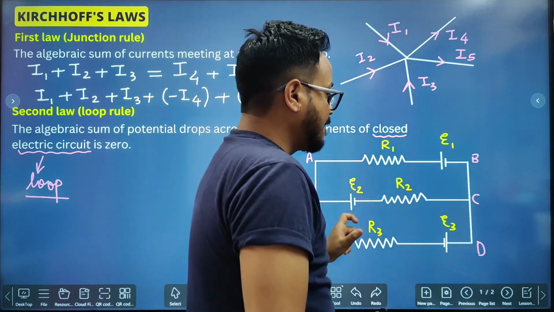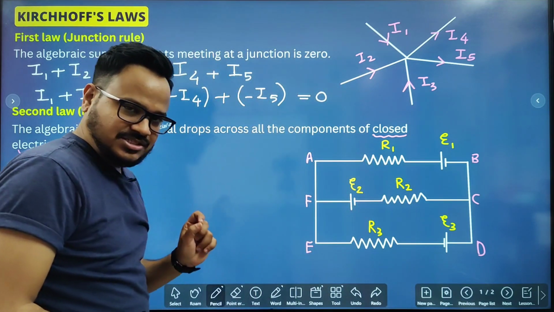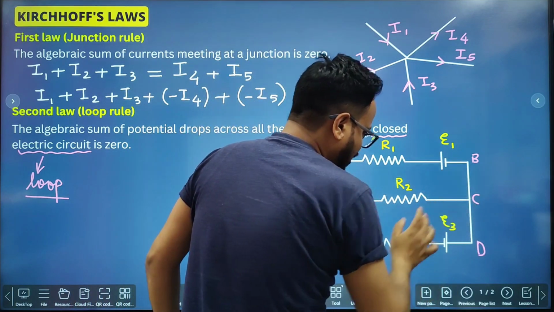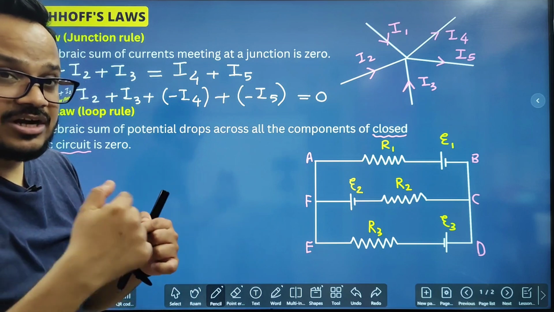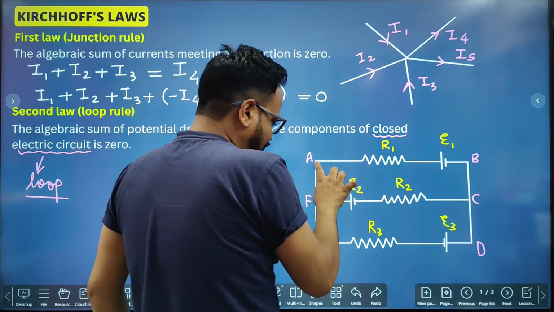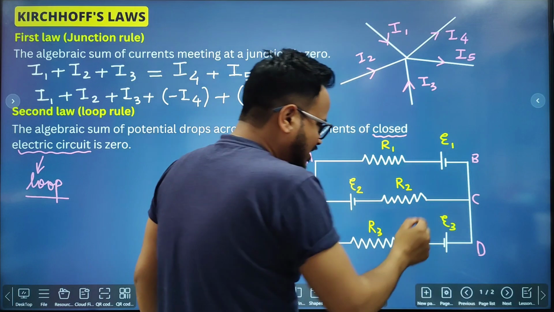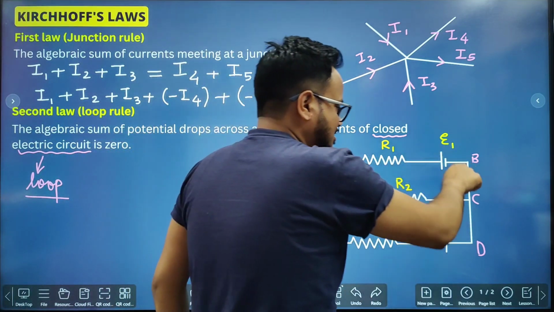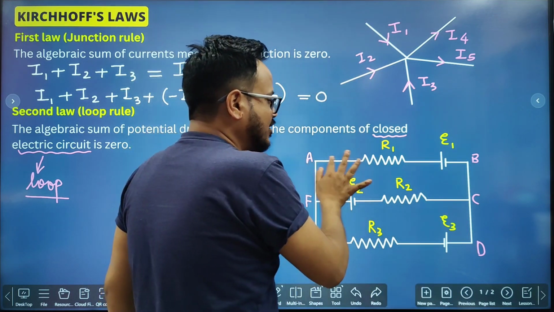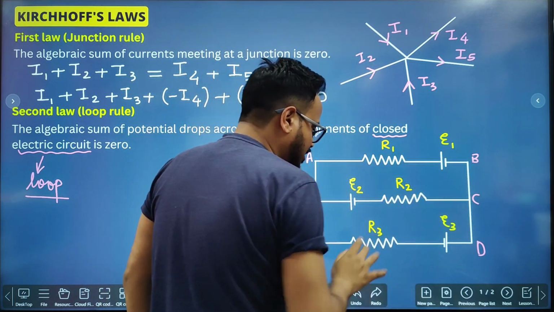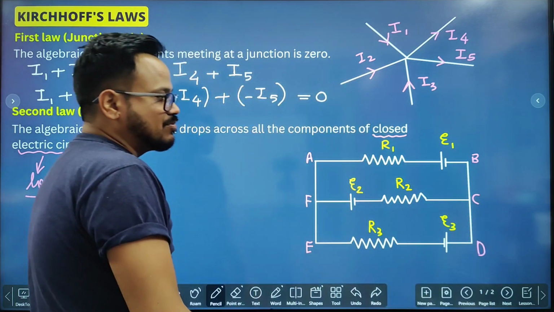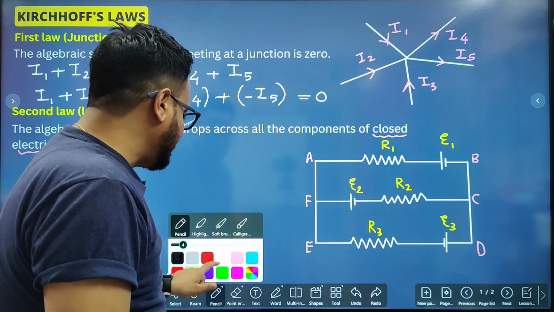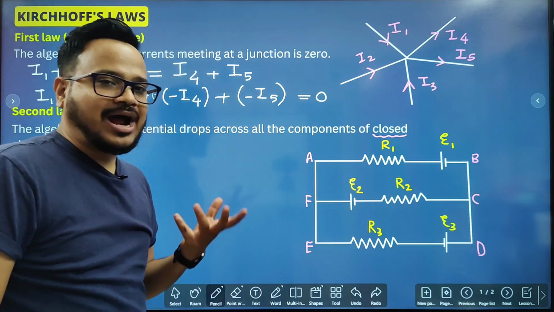What we will do now, there are total 3 branches in this circuit, 1, 2 and 3, having different currents. AF and FB and BC are not 3 branches, they are only 1 branch, right? So there will be a single value of current in this branch, a single value of current in this branch, and a single value of current in this branch. So there are total 3 currents in the circuit. We will assume those currents as I1, I2 and I3.